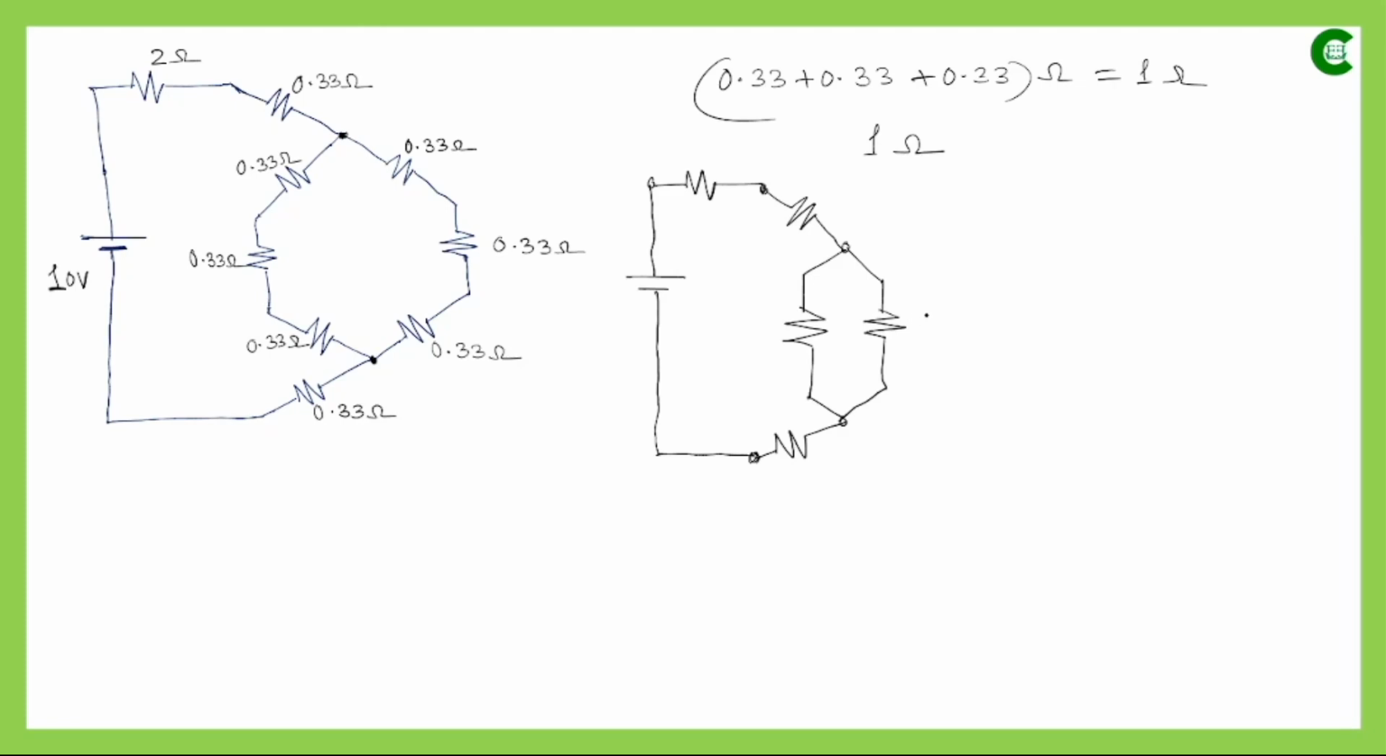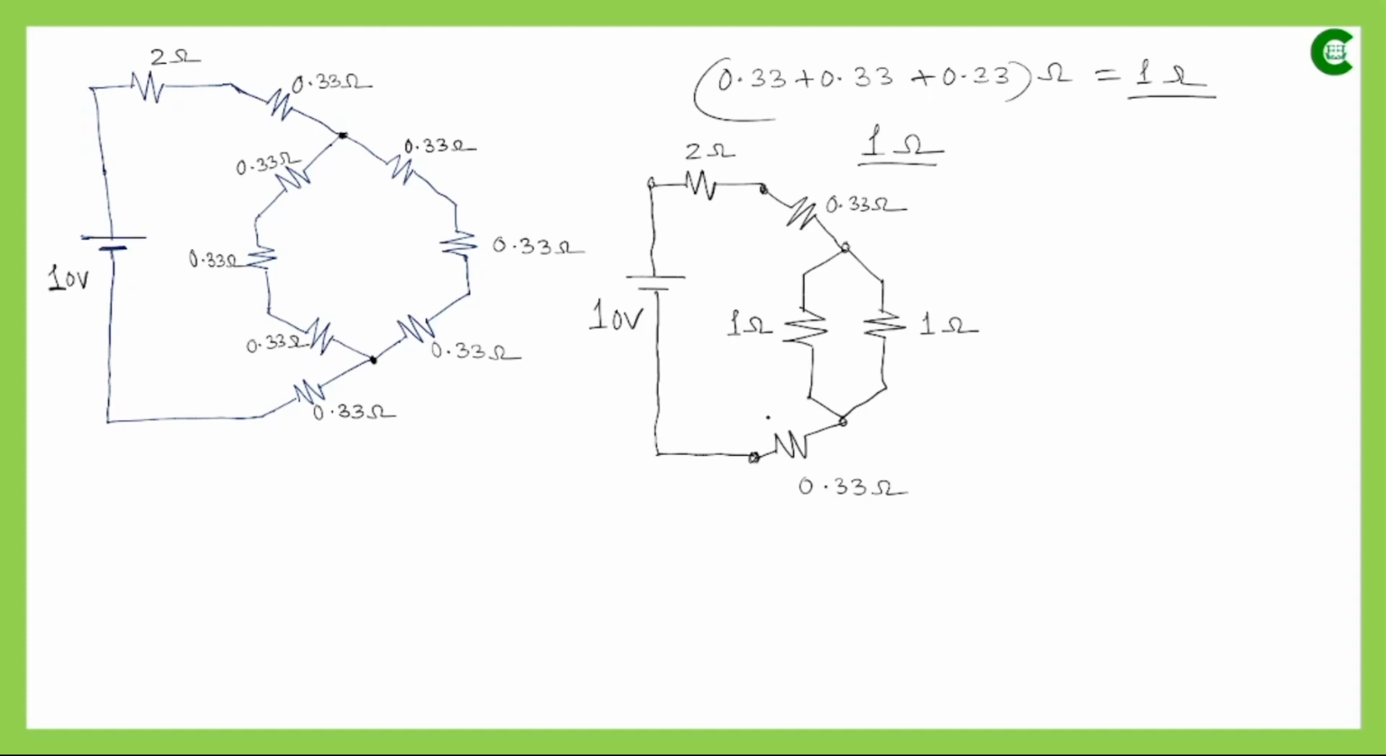where the resistance value of this resistor will be 1 ohm. Also the resistance value of this resistor will be 1 ohm, that we have already found out. And also we have this resistance where the value is 0.33 ohm, that we have already found out, and this value is also 0.33 ohm, and this was the 2 ohm resistance that we had in the original circuit, and this was the voltage source, 10 volt.